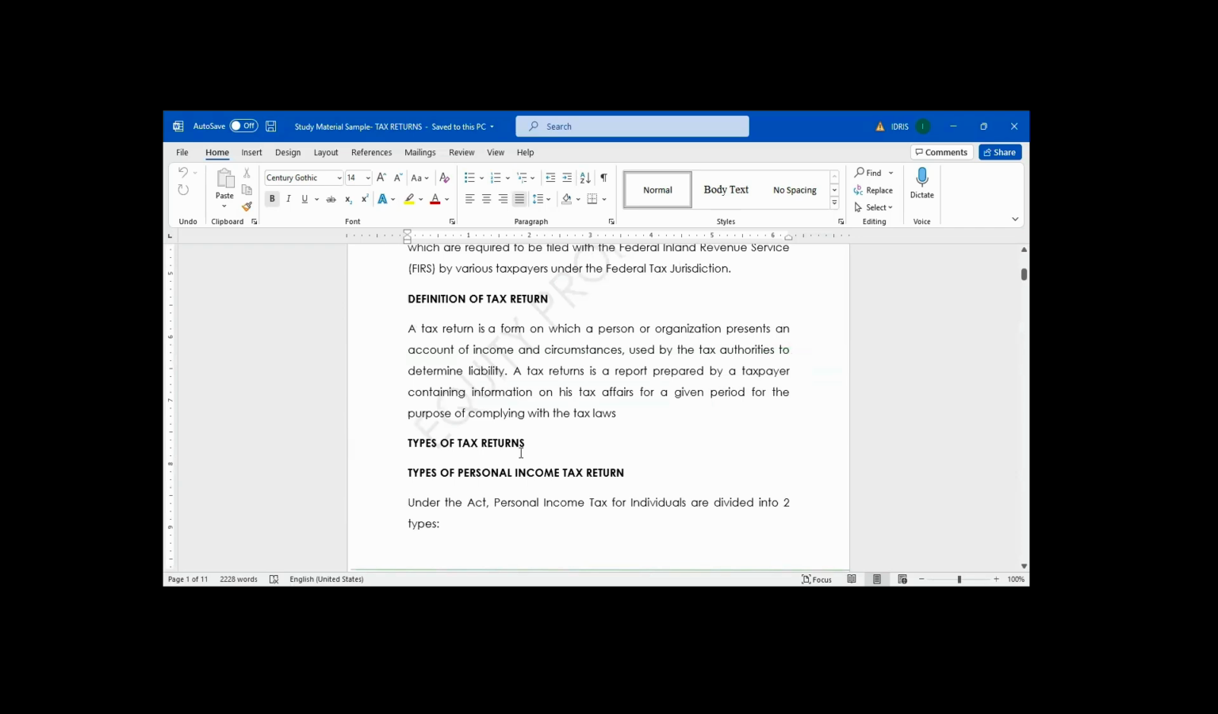So we have talked about personal income tax return. We are looking at tax return. We want to look at types of tax return. We said this personal income tax return is divided into two: payee return and direct assessment return. This payee return, we also divide it into two: annual payee return and monthly payee return.